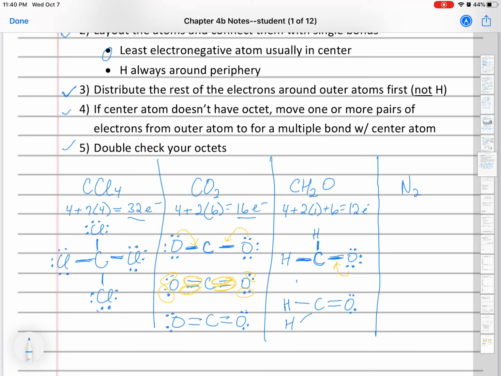So the last one is nitrogen gas, N2, and there's 2 nitrogens, each have 7 valence electrons for a total of 14 electrons that we need to distribute. So we're going to take those 2 nitrogens and connect them with a single bond and distribute the rest of the electrons. So we've got 2 electrons, 4, 6, 8, 10, 12, 14. All right. So both of these, what did I do wrong here? 2, 4, 6, 8, 10, 12, 14.